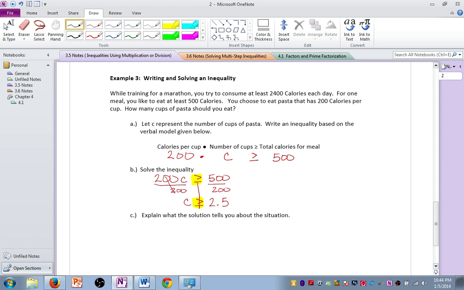Now when I take a look at what my solution is, I want to go back and think, what does that solution tell me about this word problem? If C is greater than or equal to 2.5, that means that if you're training for this marathon, you must eat at least 2.5 cups of pasta.